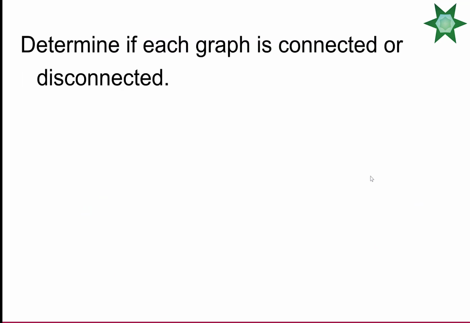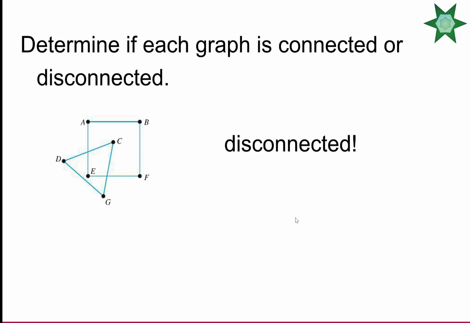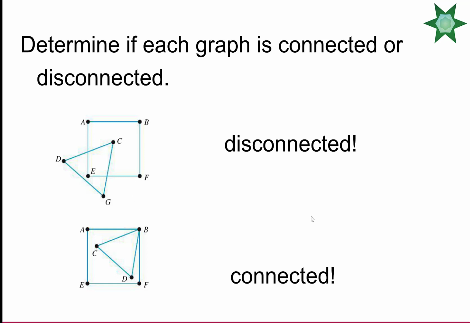Determine if each graph is connected or disconnected. So let's take a look at this graph here. We see this as disconnected because this part of the graph here has no connection to the square part of the graph in the background. This graph here looks like the same graph. Actually, all that happened here was that vertex C was pulled up and put into vertex B here, and this graph is connected.